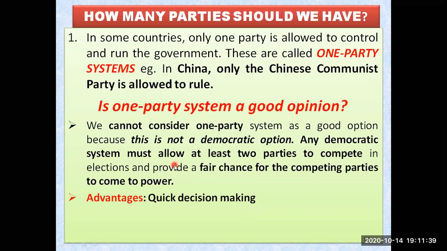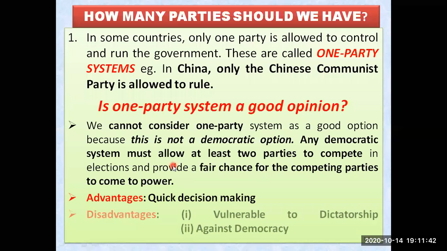Let us see another one. What is the disadvantage? Disadvantage is what? That it is open to dictatorship. You know, it is vulnerable, that is open to dictatorship. Anytime dictatorship can be implemented in the country and can be established in the country.